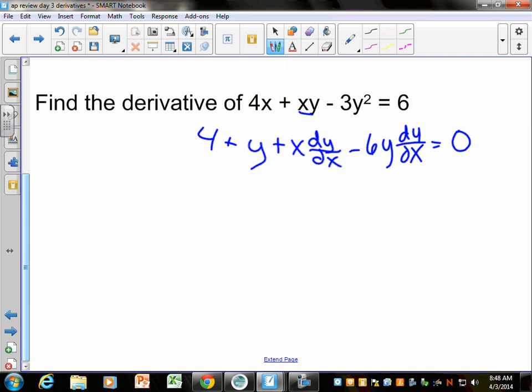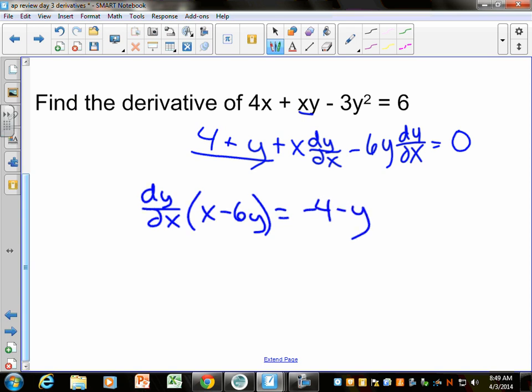So I'm going to kind of do this all in one step, and you tell me if you remember or not. I'm going to move this to the other side, and I'm going to factor the dy/dx out of what has dy/dx. So that would be x minus 6y equals negative 4 minus y. And then you just divide that over, and you get negative 4 minus y divided by x minus 6y.